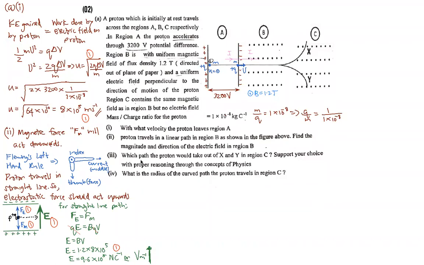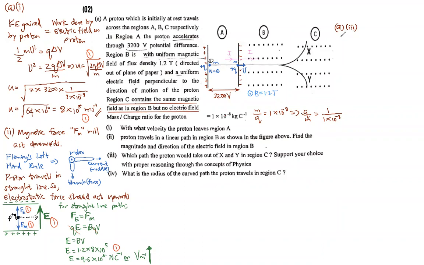Next one. Which path would the proton take out of X and Y in region C? Support your choice with proper reasoning through concepts of physics. Okay, Roman 3 now. Let's focus on Roman 3 here. This is part A, Roman 3. Now what is happening here, people? It is entering a region. C is a region with the same magnetic field as in region B, but no electric field.